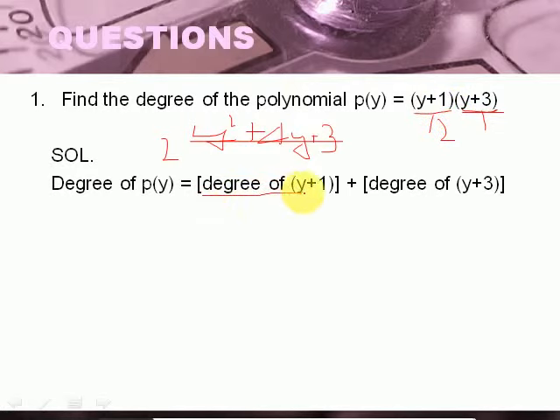What is the degree of y plus 1? It is 1, isn't it? Because here y has the degree 1 and 1 has no variable, so it is 0. So the degree of the polynomial is 1. And here what is the degree of the polynomial? Here also it is 1. Correct? So now add them both. 1 plus 1, that is 2. So the degree of the polynomial which is obtained after multiplying y plus 1 and y plus 3 is nothing else than 2.